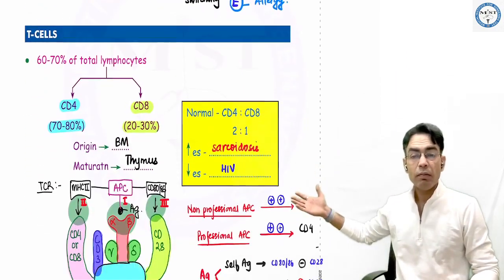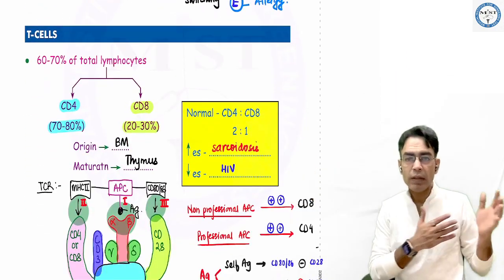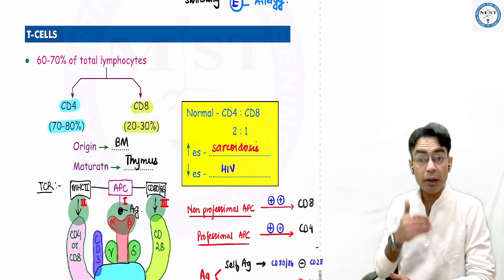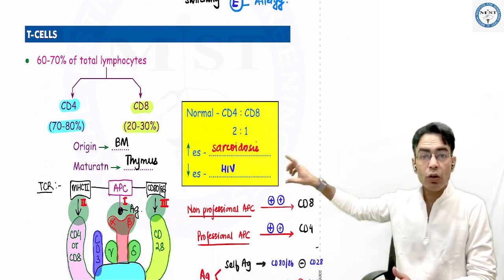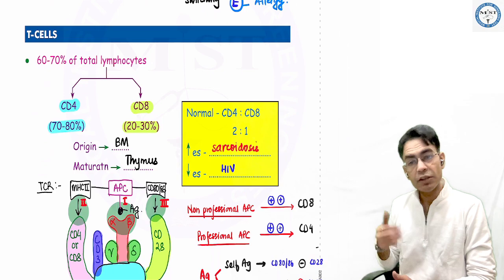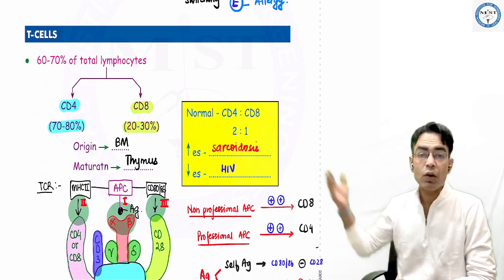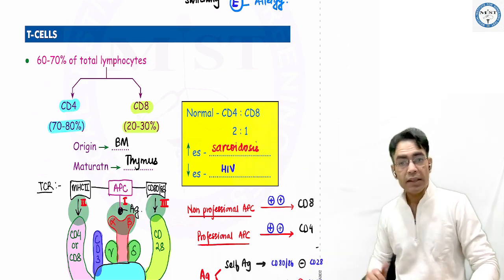T cells, again two types. Helper, cytotoxic. Helper ज्यादा होती है, cytotoxic कम है. What is the normal CD4 to CD8 ratio? 2:1. किस में कम होगा? HIV में. किस में ज्यादा होगा? Sarcoidosis.